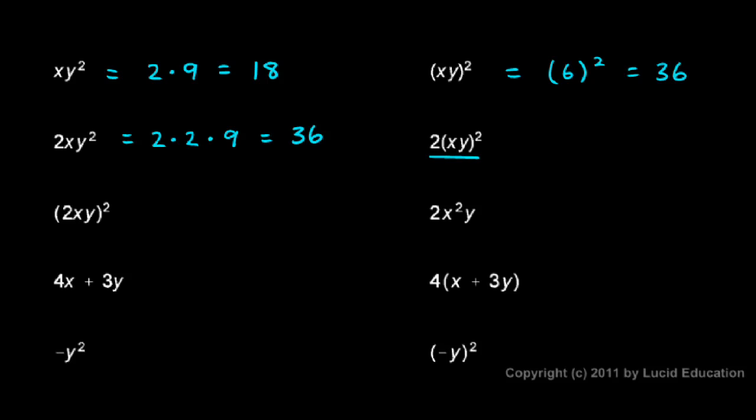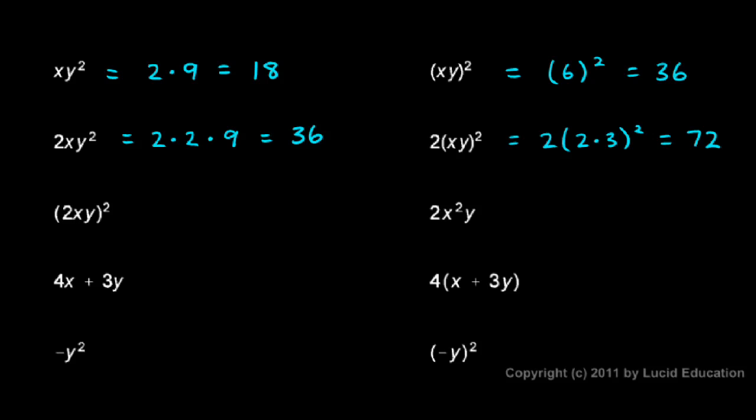I'll do the same thing here. I'll just rewrite this, but I'll put in the values for the variables. I have my 2, and then in parentheses I have x, which is 2, times y, which is 3, and that's squared. Now let's do the math here. 2 times 3 is 6. 6 squared is 36, and then that's multiplied by 2. 2 times 36 is 72.